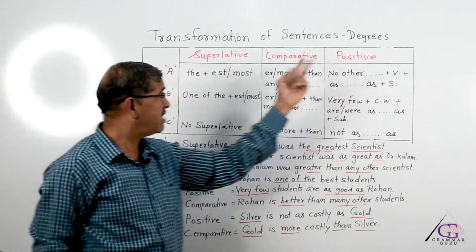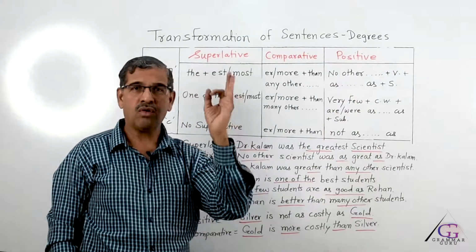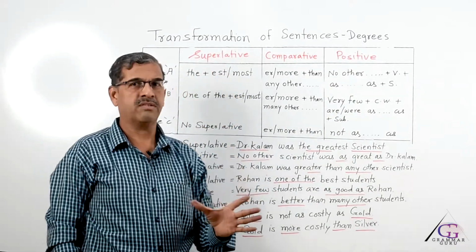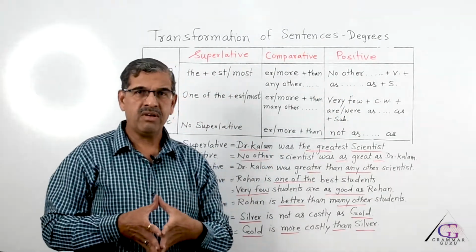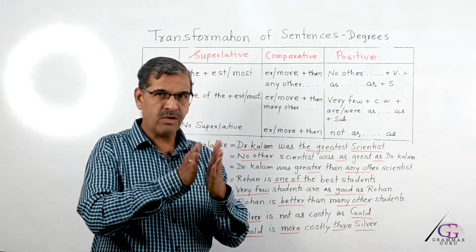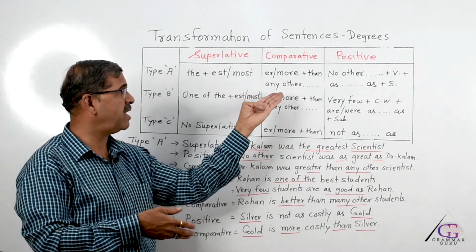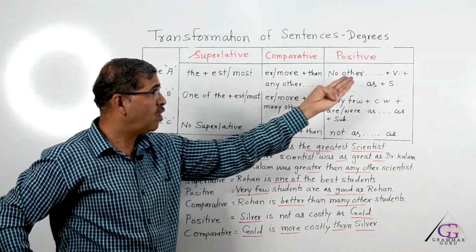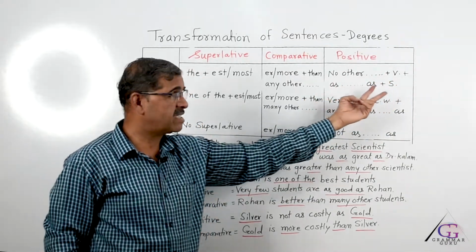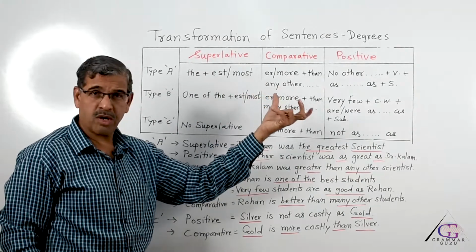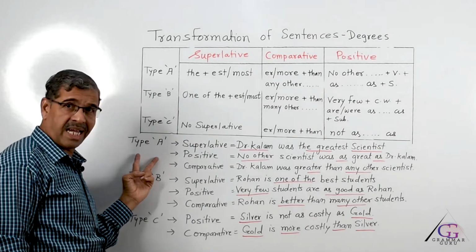In positive, when the sentence is type A and we want to change it into positive, the answer should always begin with the words no other, followed by the class word. If you remember, we have learned in the earlier part how to find out the noun in a sentence, the adjective and the class word. Once we know those three answers, just place the class word in the fill in the blanks: no other, followed by class word, then verb, then as plus adjective plus as plus subject.